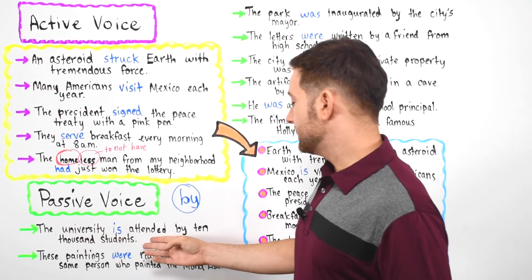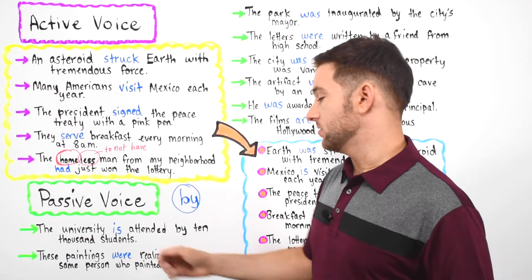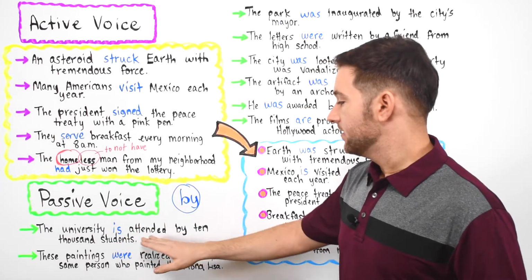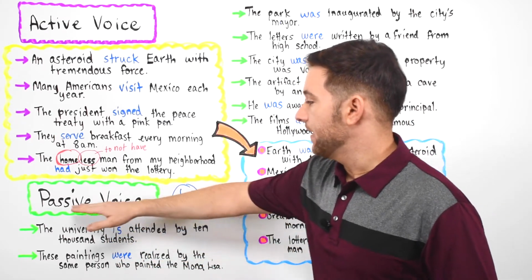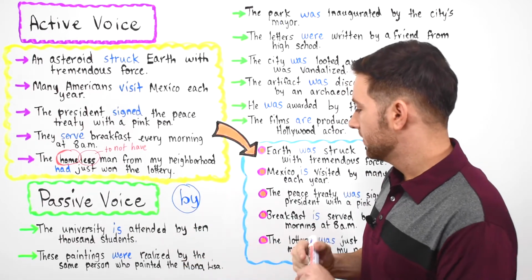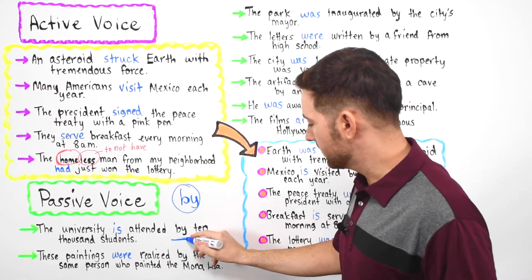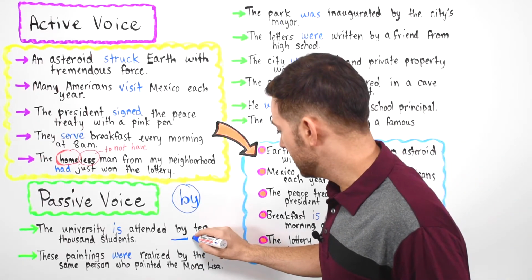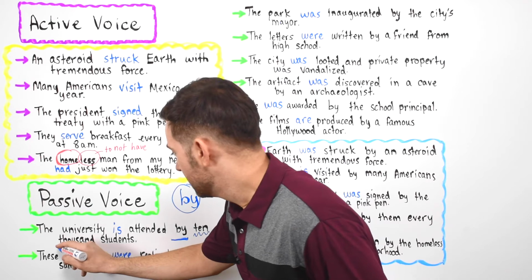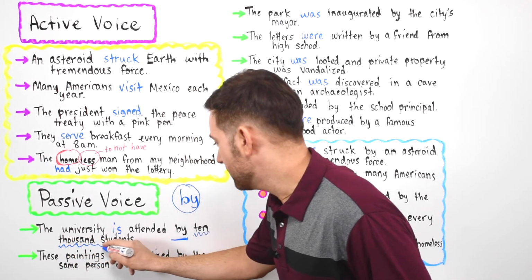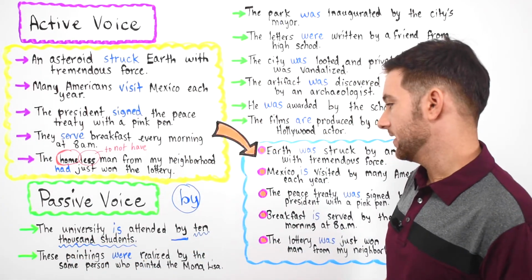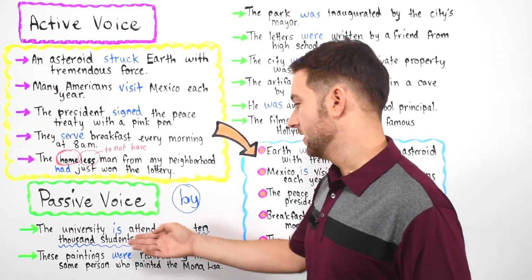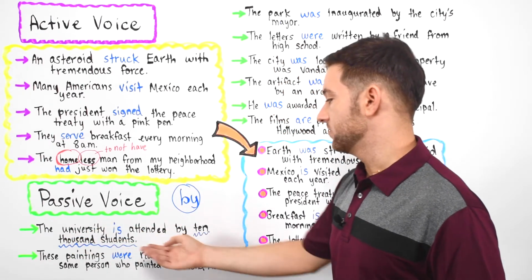The university is attended by 10,000 students. So the subject is the university in this case. Is attended, passive voice. By, right? So we have by right here, which is introducing the agent. And what is the agent? The agent in this case is the students. The 10,000 students are the agent. So they are performing the action essentially on the university because the university receives 10,000 students.